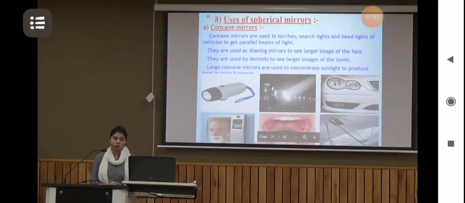After that, they are also used as shaving mirrors to see a larger image of the face. Then they are used by dentists to see larger images of the teeth. And large concave mirrors are used to concentrate sunlight to produce heat in solar furnaces, because we have studied these are converging mirrors. So these are some day-to-day uses of concave mirrors.